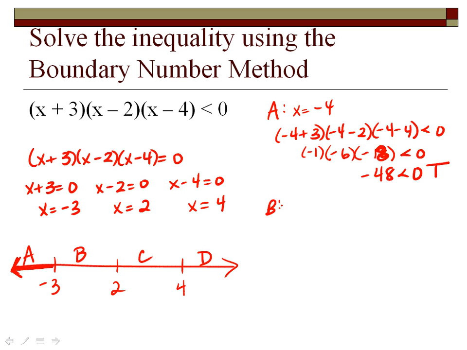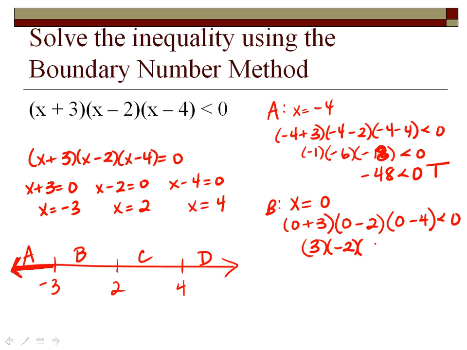In region B, we need to plug in something between negative 3 and 2, and you guessed it, my favorite number is 0. So we're asking ourselves, is 0 plus 3 times 0 minus 2 times 0 minus 4, is that less than 0? So that is 3 times negative 2 times negative 4. 3 times negative 2 is negative 6 times negative 4 is positive 24. Is that less than 0? No.